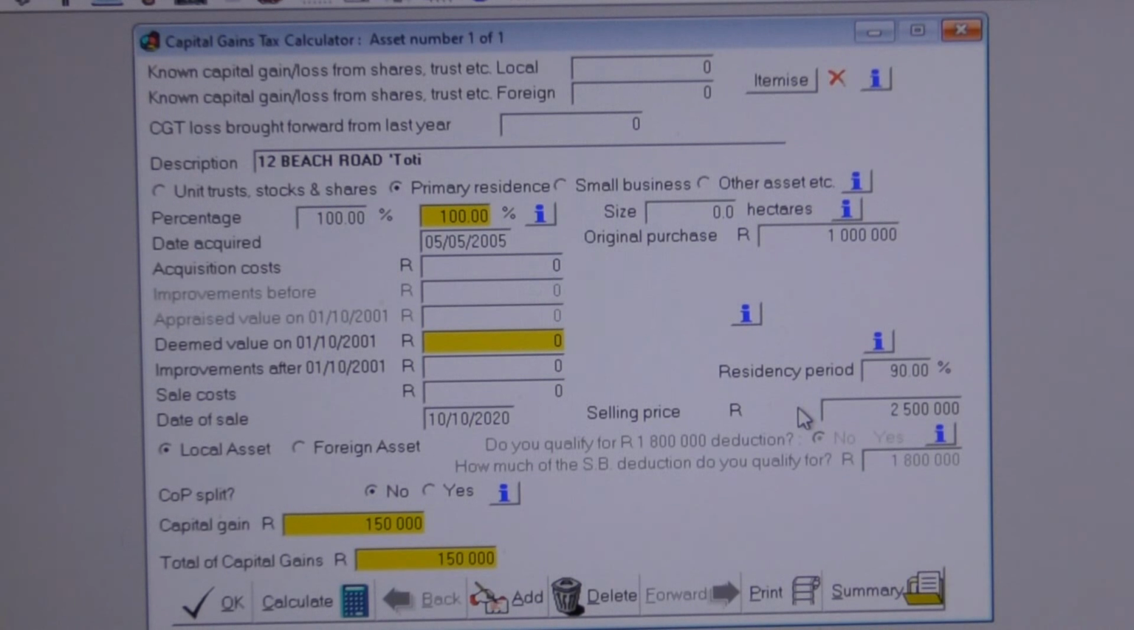Now I've changed the selling price back to 2.5 million. With our selling price back to 2.5 million, let's recap. We can see we had residence for 90% of the time and we were non-resident for 10% of the time. If 90% of the profit was less than the 2 million rand primary residence exclusion, and we can see that 90% of the 1.5 million profit is less than the 2 million, then we ignore the primary residence exclusion and our gain is 10% non-residency period of the profit, which is 150,000 rand.